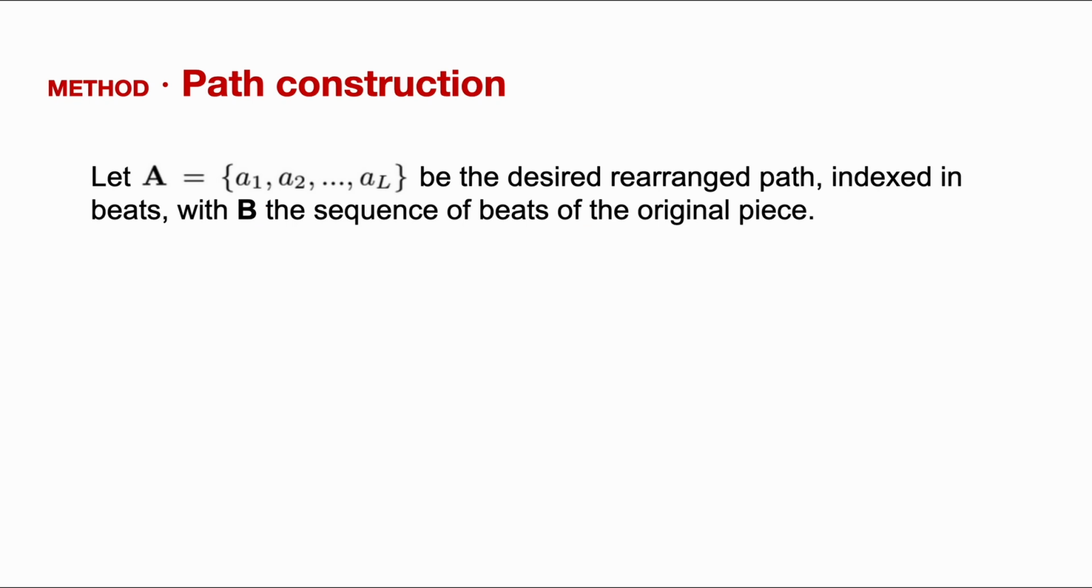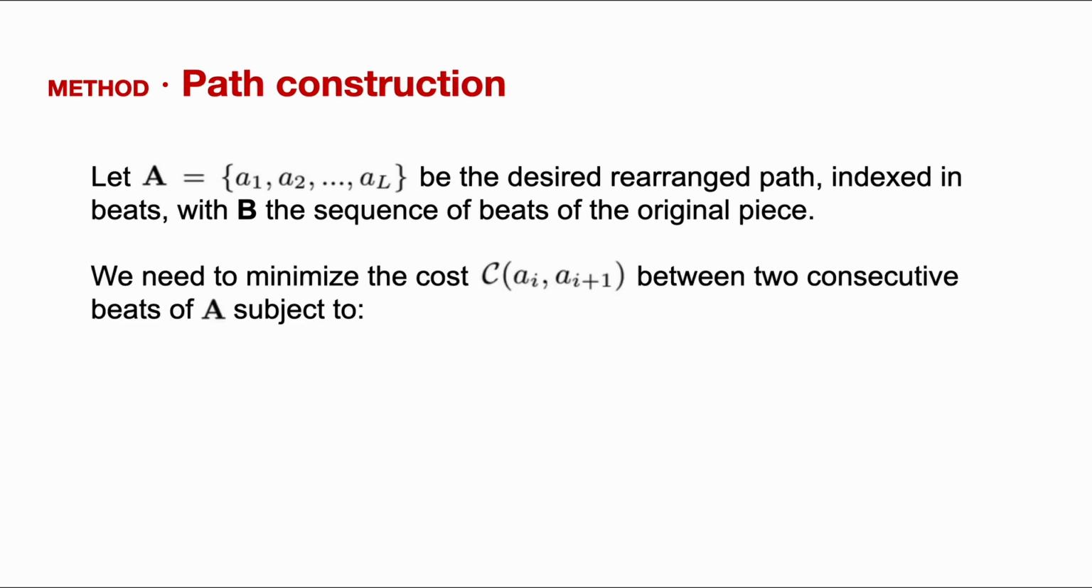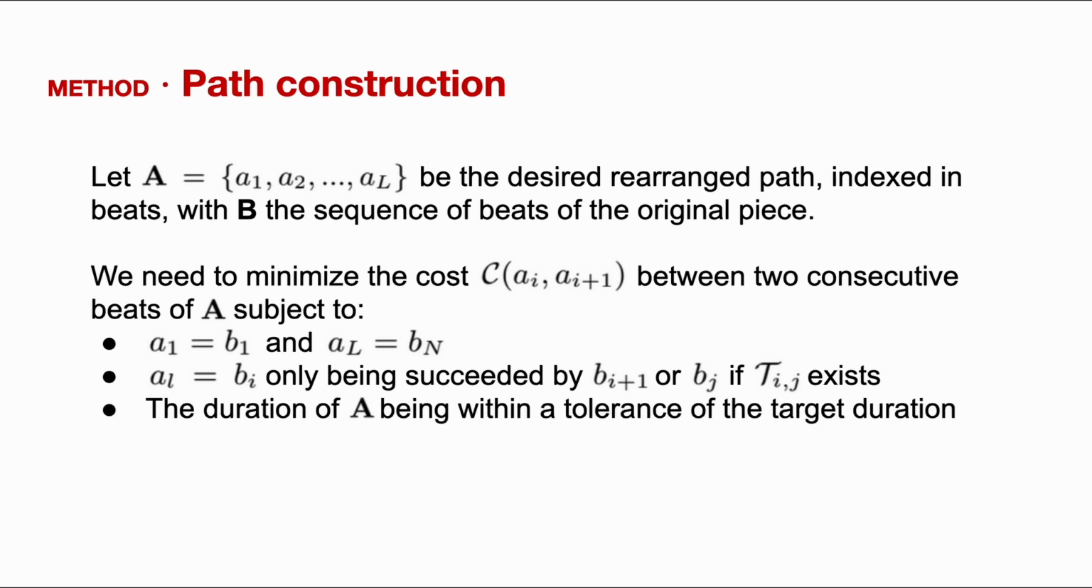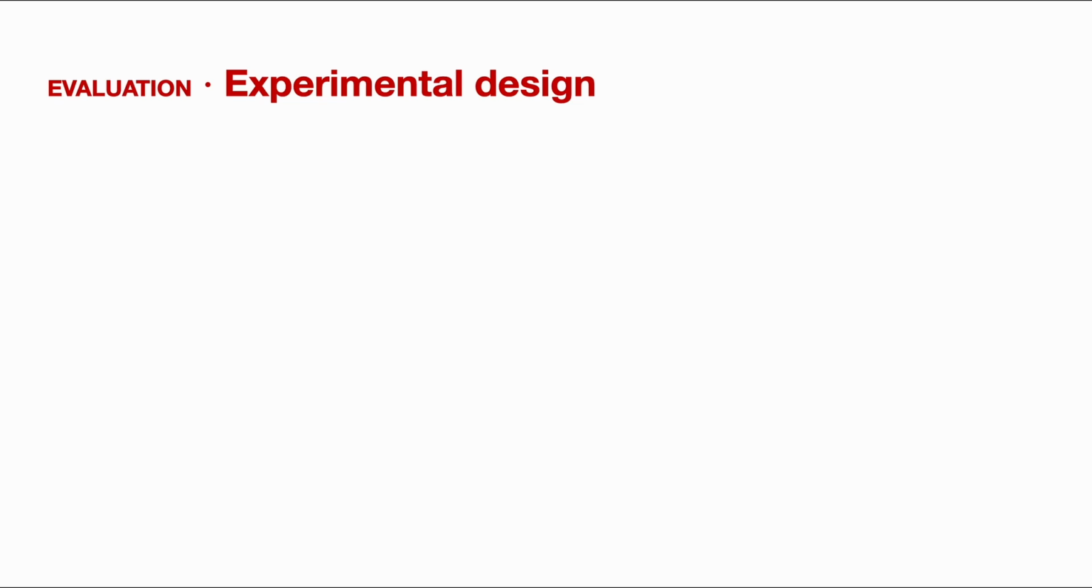If we let A be the desired rearranged path, then we need to minimize the transition cost between 2 consecutive beats of A. This will be subject to the first beat of A being the first beat of the song, and the last beat of A being the last beat of the song, meaning the song retains its start and end. A beat can only be succeeded by the next beat or by another beat if the transition between these two exists. And finally, the duration of A needs to be within a tolerance of the target duration. As proposed in the previous approach by Stoller et al., we used Dijkstra's shortest path algorithm to find the optimal path A. So let's have a look at the evaluation.